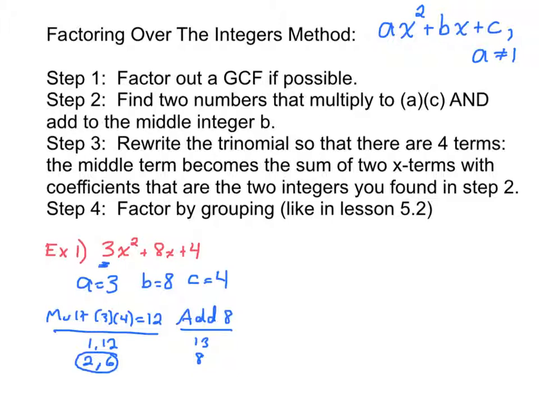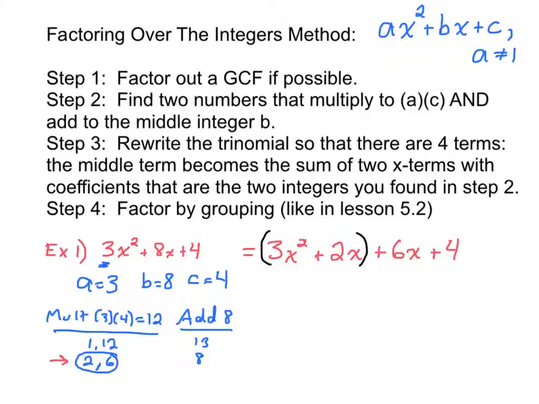So we go back up to our trinomial and we rewrite it. 3x squared stays the same, but we replace the middle term, bx, or 8x, with two x terms with the coefficients of 2 and 6. So it doesn't matter which order. So you can write plus 2x plus 6x plus 4. And again, you could write plus 6x plus 2x instead, like switch the order around. Now we go ahead and factor by grouping just as we did before.